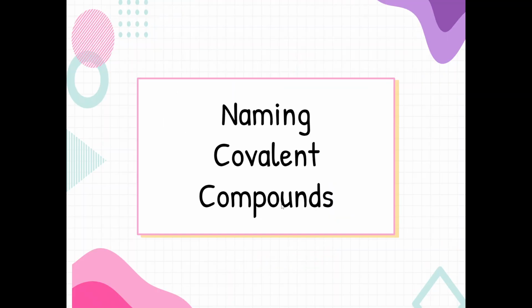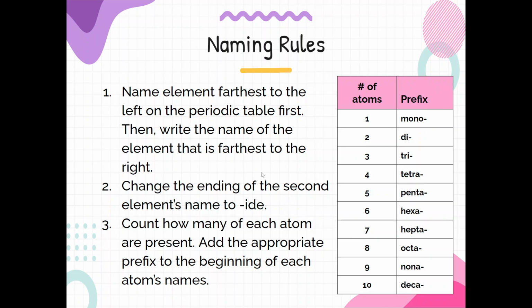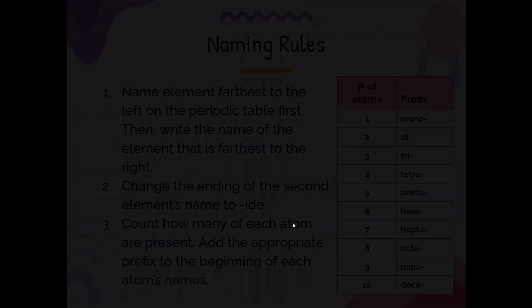And so the last thing we're going to talk about is how we name and write formulas for covalent compounds. So the general rules are that we name the element that's furthest to the left on the periodic table first, then write the name of the element that is farthest to the right. We always change the ending of the second element's name to read IDE, just like we did when naming ionic compounds. And finally, we have to use prefixes to indicate how many atoms of each element in that compound are present. And so let's look at some examples of this.